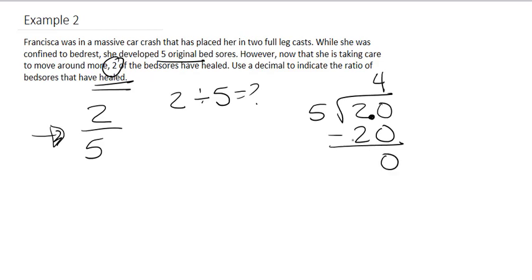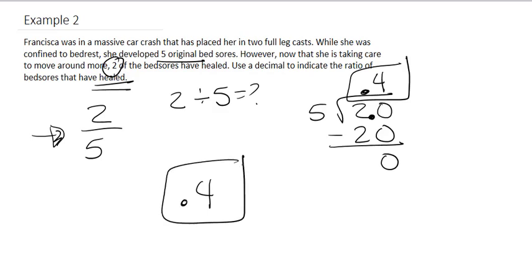remainder. So then we go back to our problem, and we bring up that decimal right here. So 5 can go into 2 0.4 times. So to use a decimal to indicate the ratio of bed sores that have healed would be equal to 0.4. And this is our final answer. So let's look at one more example.